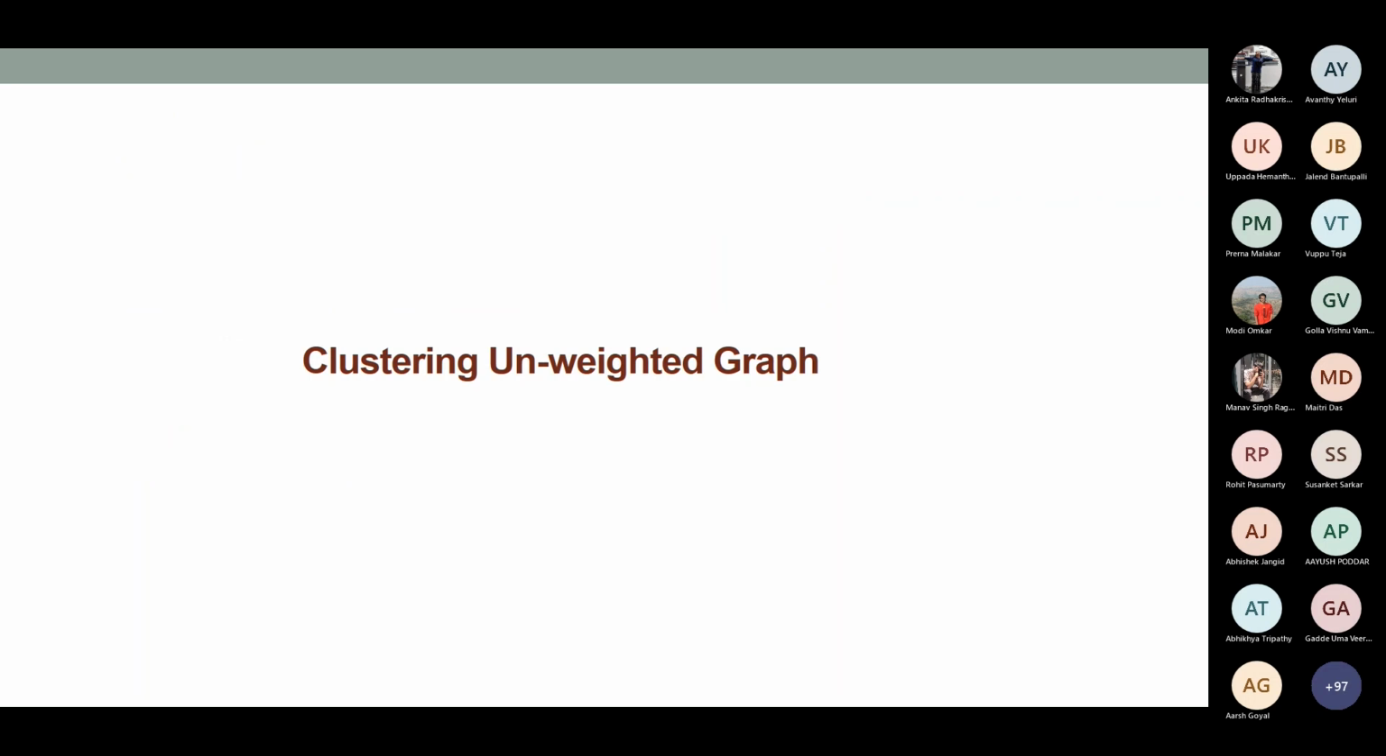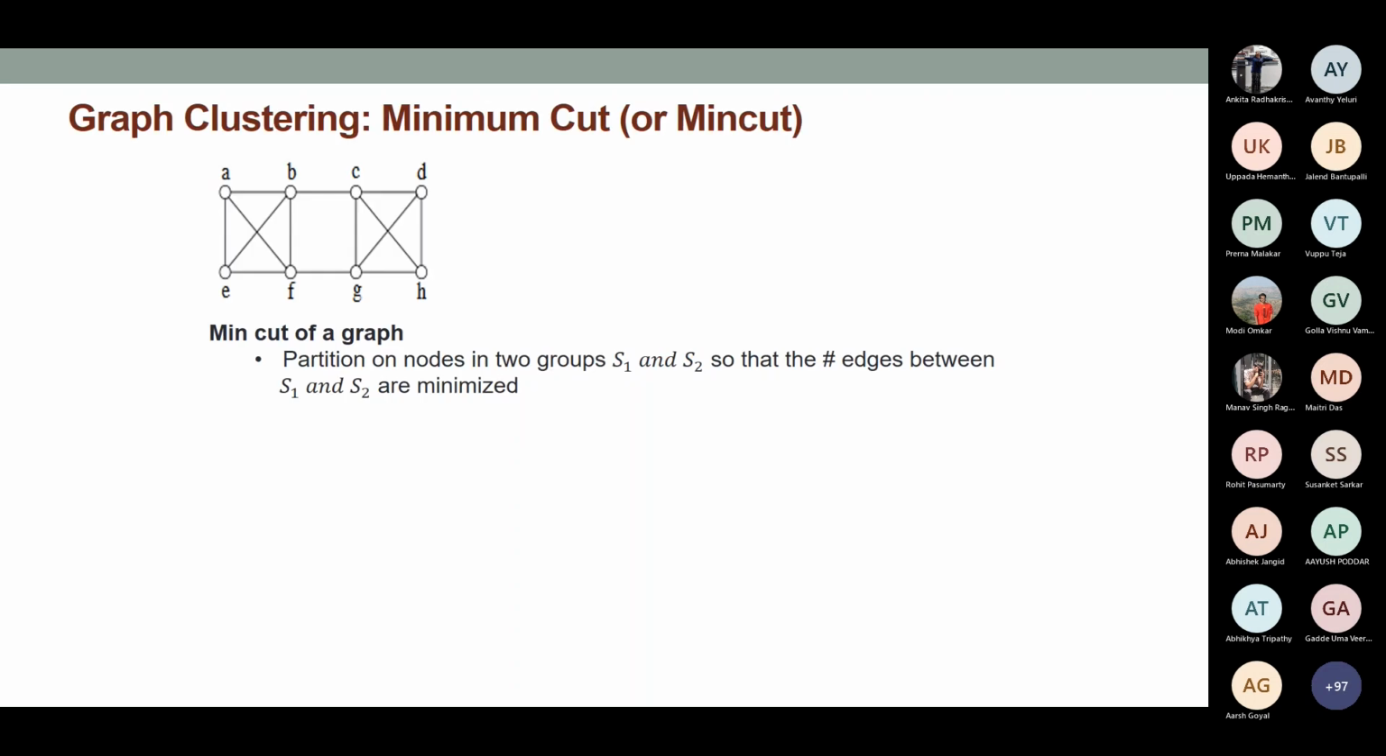Let's start with clustering the unweighted graph, and then we will gradually move on to weighted graphs and so forth. So let's start with the simplest form of things, clustering an unweighted graph. I'm going to do this by introducing a simple concept called minimum cut. You will again encounter the minimum cut concept later in this lecture, but this is just the starting point. So let me define this one.